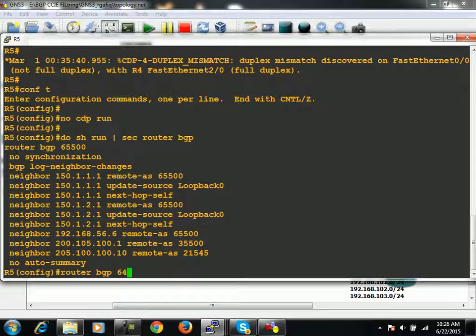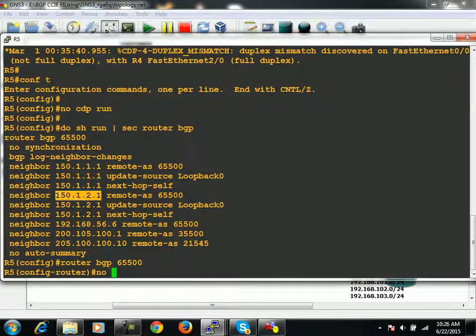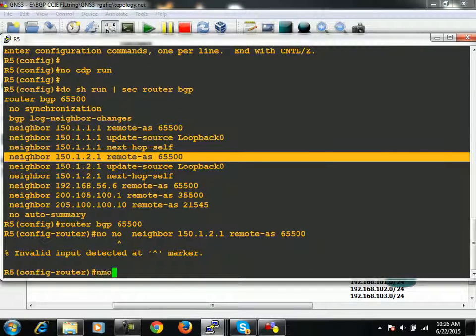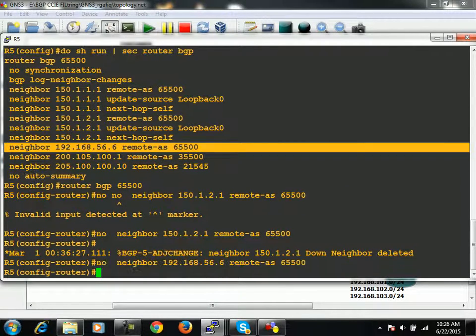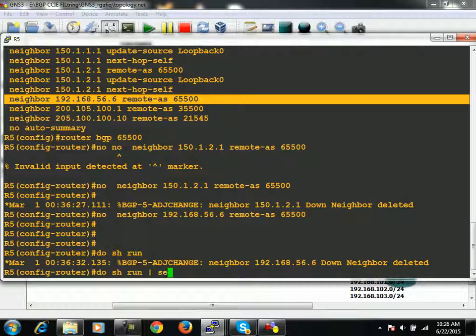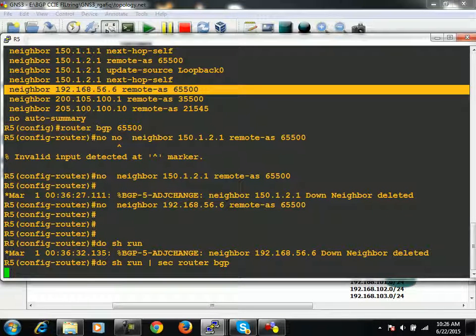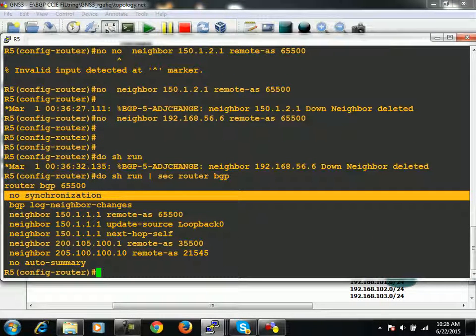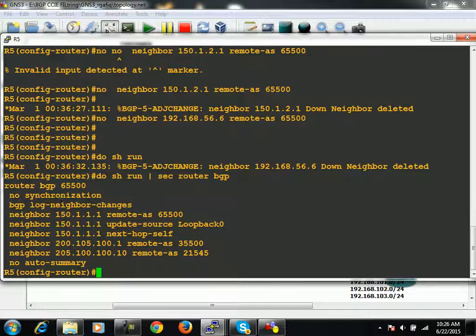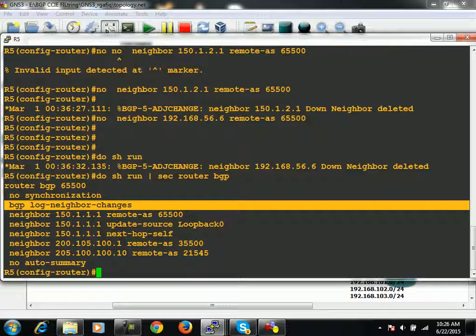BGP, it's using 65500. I have to remove some configuration from here, and this 56 is over. Only this configuration is available here on R5, that no synchronization is by default there in BGP, as I said earlier on. And the bgp log-neighbor-changes. What does it mean? That it will generate a log message whenever a BGP neighborship goes up, or if it goes down, then also BGP will give you a log message.